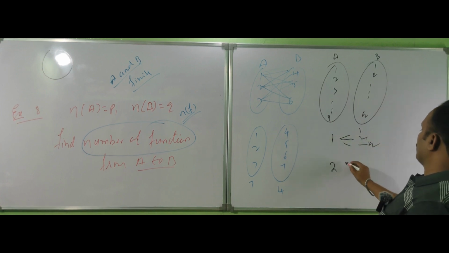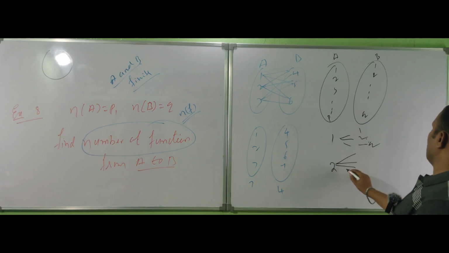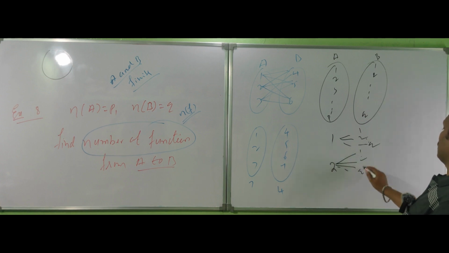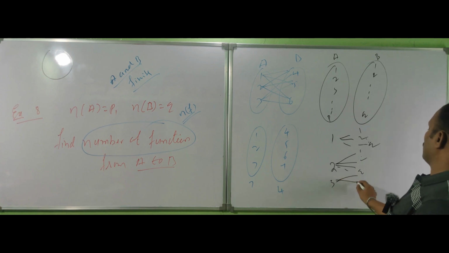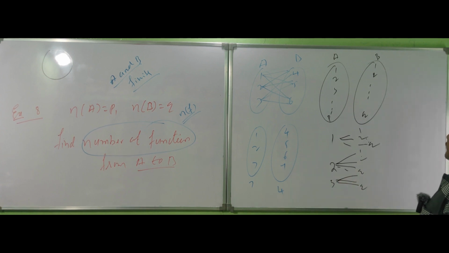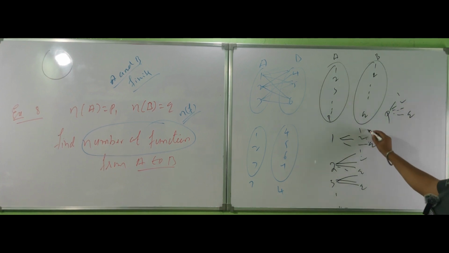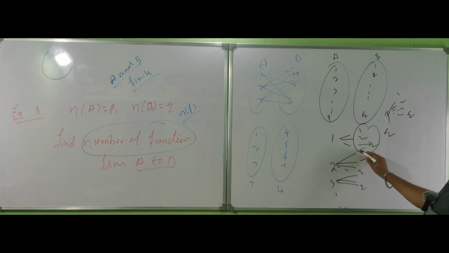Similarly, 2 can have 1, 2, 3 up to q elements. Similarly, 3 can have 1, 2, 3 up to q elements. Up to p elements, so p can have 1, 2, 3 up to q elements. This is the q numbers. This is the first q, this is the second q, this is the third q.